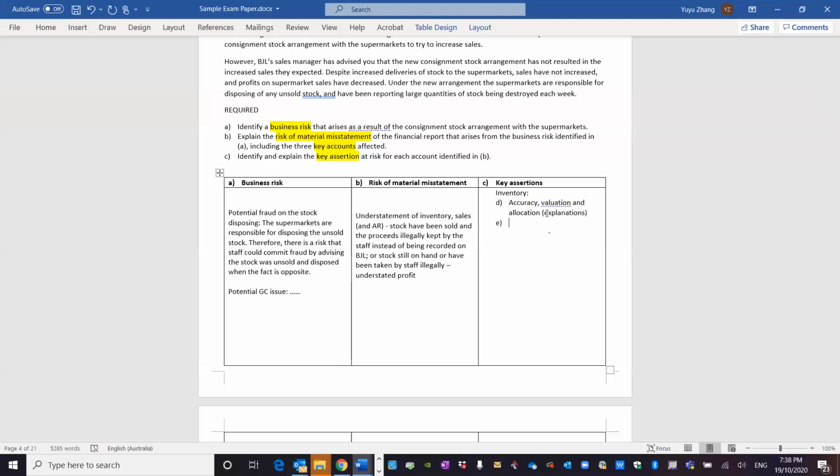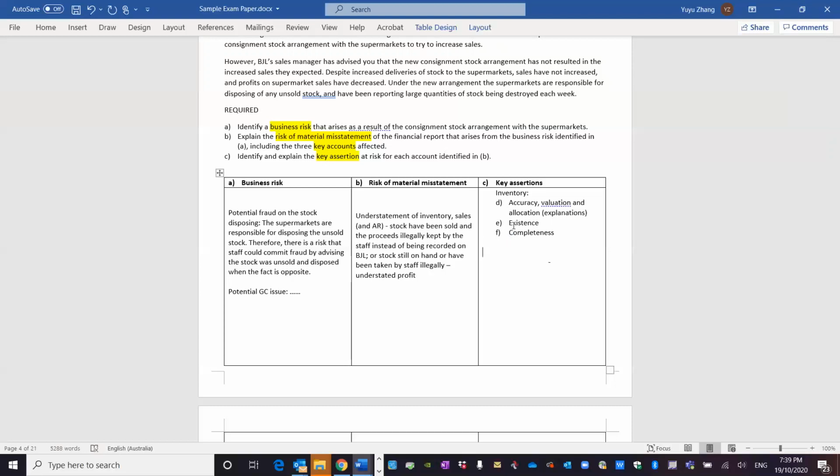Okay. And explain the key assertions. So inventory, you say valuation. What are the other optional answers here? Okay, existence, completeness. So it might be subject to stocktaking activity, so that is about existence. That is also about, maybe it's still there, but not reported by the supermarket, so that's completeness, right? So for each of that should be fine, but you need to provide a proper explanation.